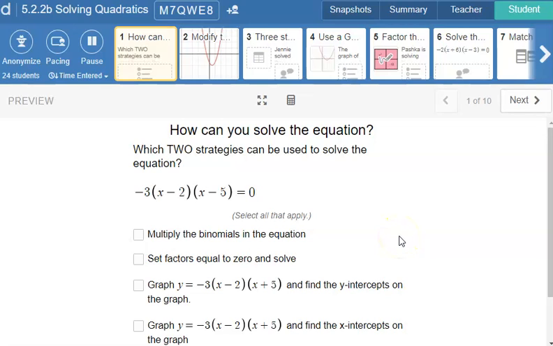So now I'm working on 5.2.2b, solving quadratics. Most of you have looked at this assignment and submitted it, and if you have done that, then awesome. In fact, most of you who submitted the assignment got an A for just the attempt. I only really checked 2 of the questions to make sure that they were accurate.